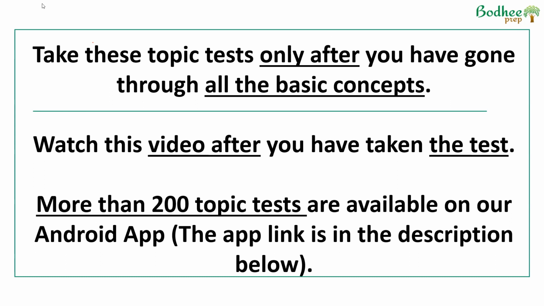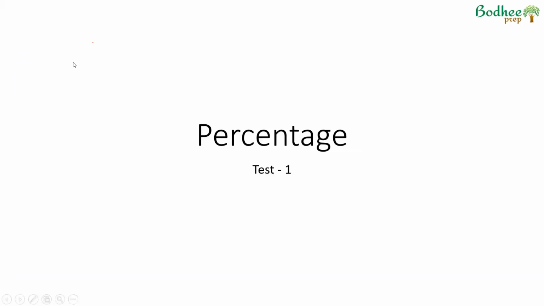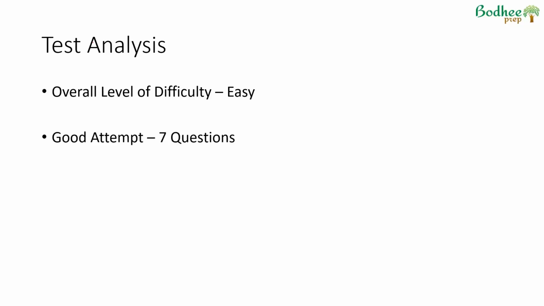This video is about percentages. Test number 1 is mentioned in the app. Overall, the level of difficulty of this test was easy, and I think about 7 odd attempts net would be a good attempt, and the time taken should be somewhere around 18 to 20 minutes, because the calculation involved was not too lengthy. Therefore, going through all the questions, attempting all of them, and making sure that you get about 7 questions net correct will give you a 95 plus percentile in this test.